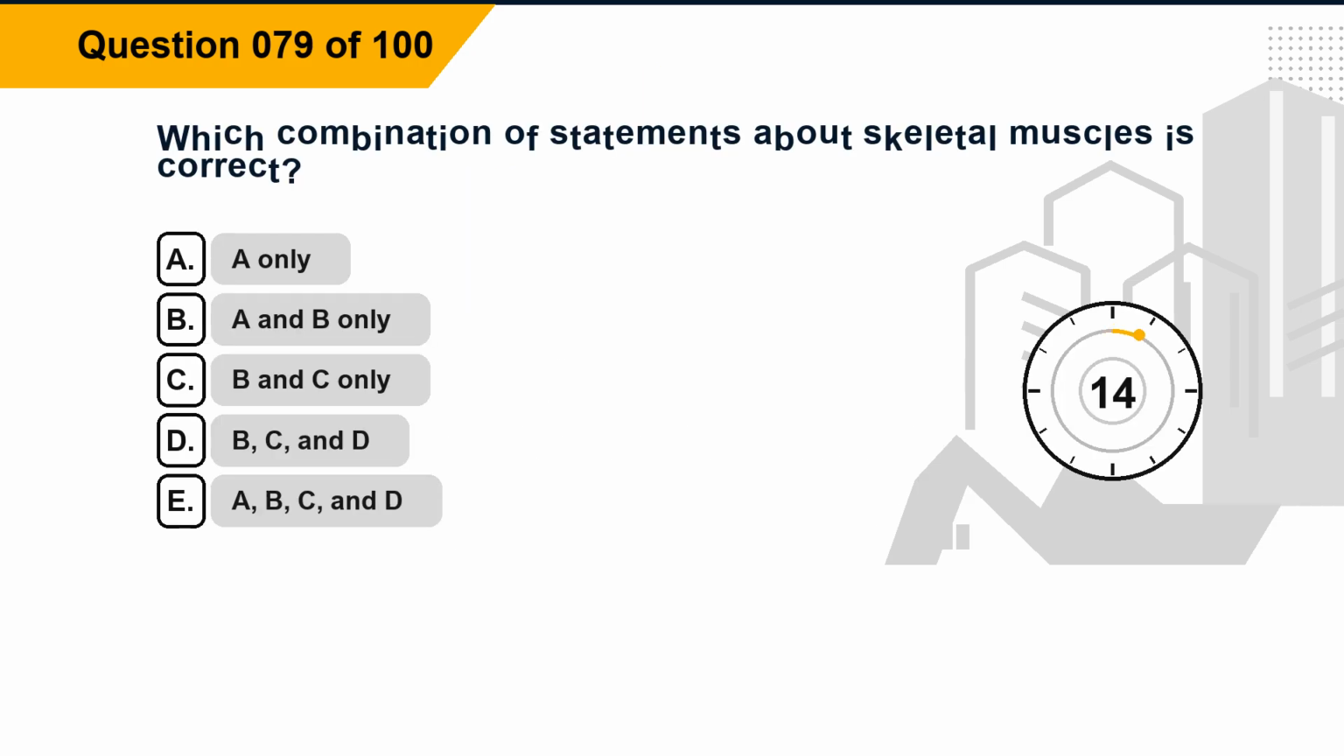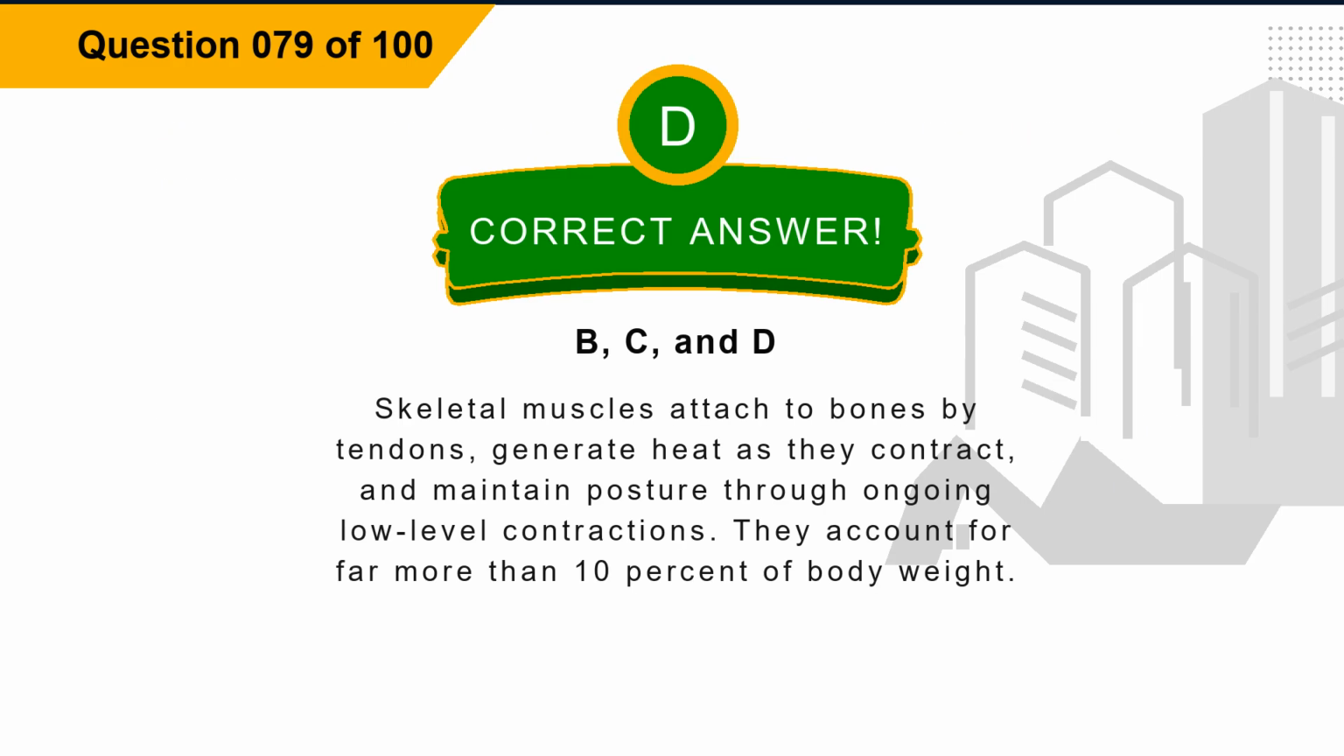Question 79. Which combination of statements about skeletal muscles is correct? Option A only. Option B, A and B only. Option C, B and C only. Option D, B, C, and D. Option E, A, B, C, and D. The correct answer is option D, B, C, and D. Explanation. Skeletal muscles attach to bones by tendons, generate heat as they contract, and maintain posture through ongoing low-level contractions. They account for far more than 10% of body weight.